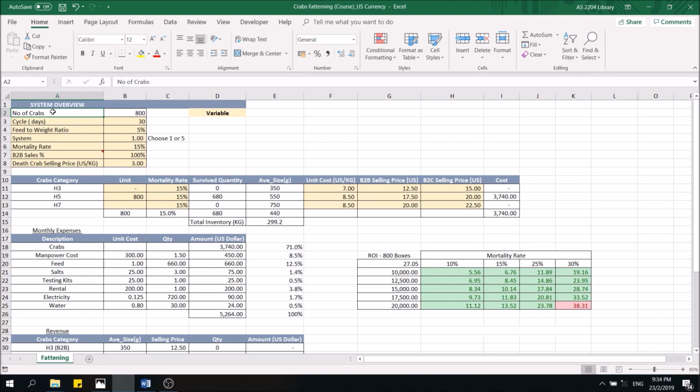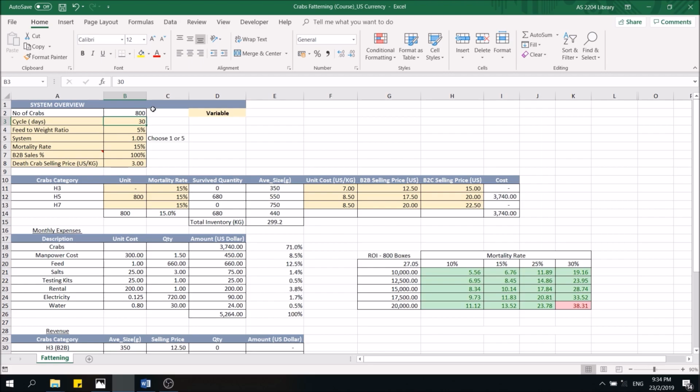First parameter is number of crabs. As you can see, I have made it 800. It means with this 1000 box system, I will only raise 800 crabs. Next, we have cycle of days. It means the days it requires to get the crab fattened. So in this model, I input 30 days. Next, we have feed to weight ratio.